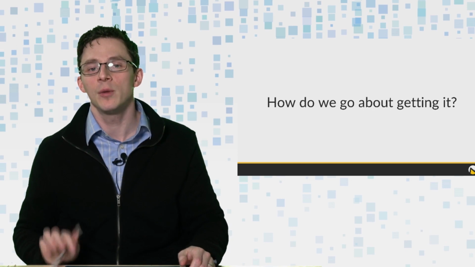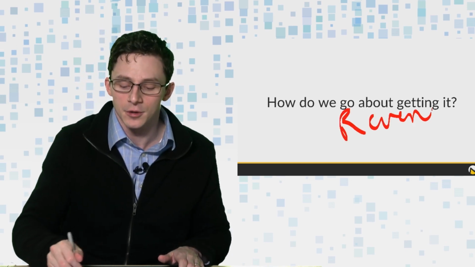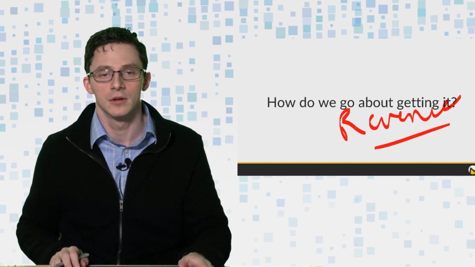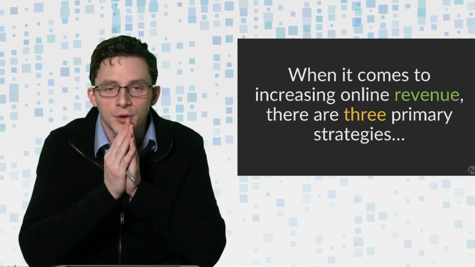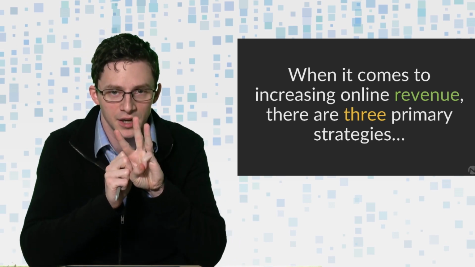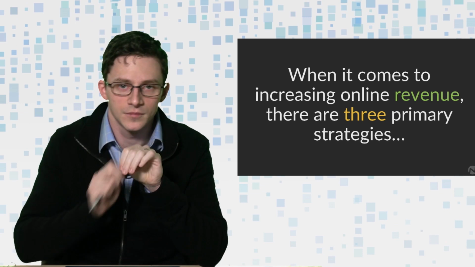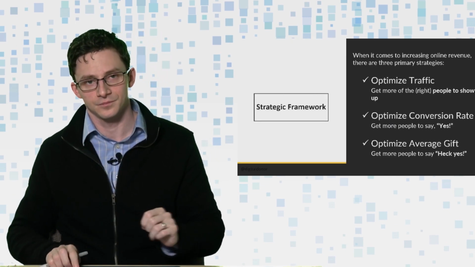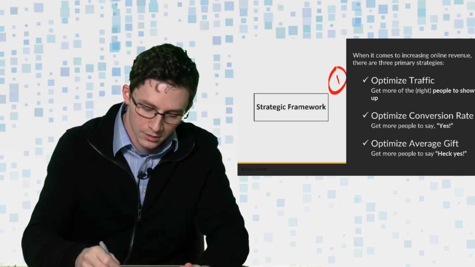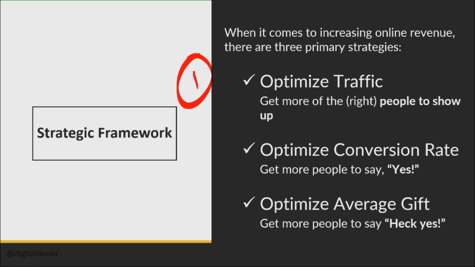So the question is how do we go about getting revenue? How do we go about getting donation revenue? Well, there are 3 primary strategies, okay? 3. Here they are. You ready for it? Got to get more of the right people to show up. We call that optimizing traffic. Okay, here's the first of the 3 strategies.